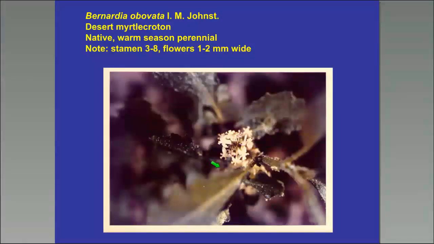Oh, here's the male of the Bernardia obovata, and not only are the leaves characteristic because the leaf is obovate, where the widest point on the southwest myrtle croton is in the middle of the leaf. That's the widest point, so the leaf can tell me which myrtle croton I have. But look at the male flowers. Again, here I have only 3 to 8 stamen, and the other one had usually greater.